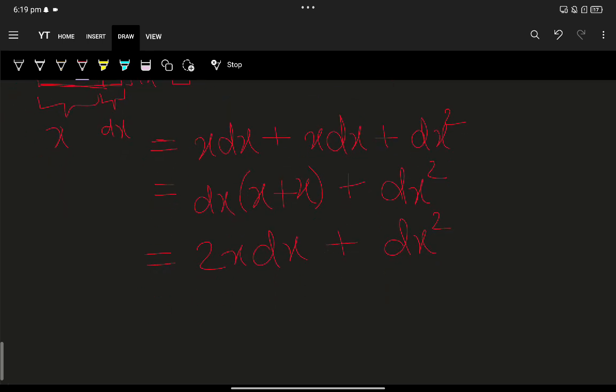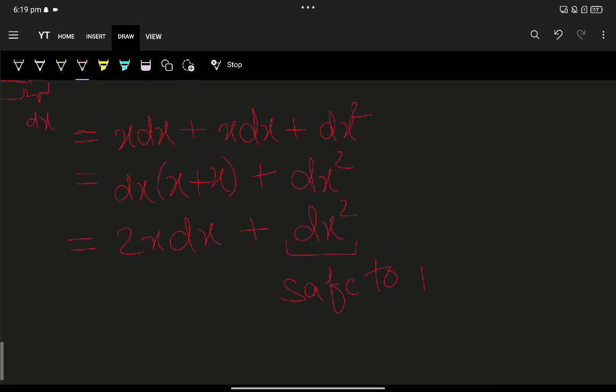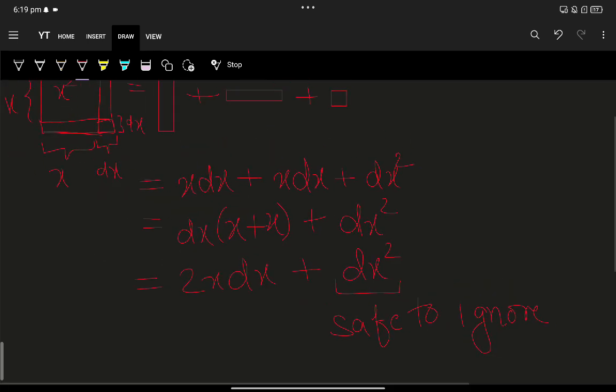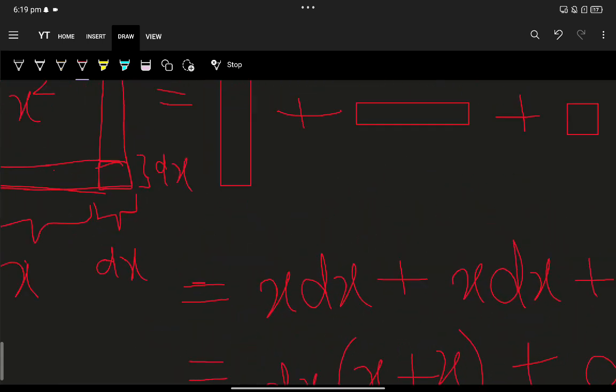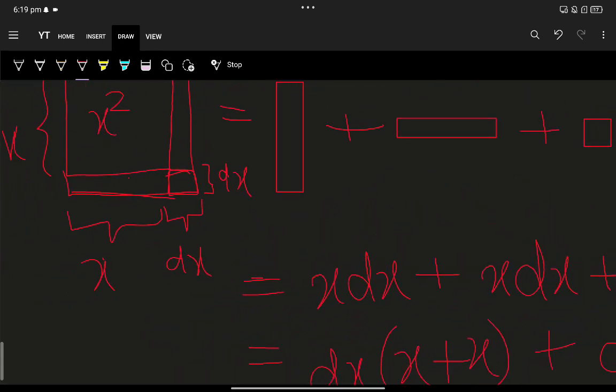And when you talk about the small part, the area of the small square, that is dx square, it is safe to ignore this dx square, right? I will just write it. It's safe to ignore in calculus because it's a very tiny area, right? For the sake of demonstration, I am showing this dx a bit bigger, but while solving problems, you consider this dx as a very tiny square.